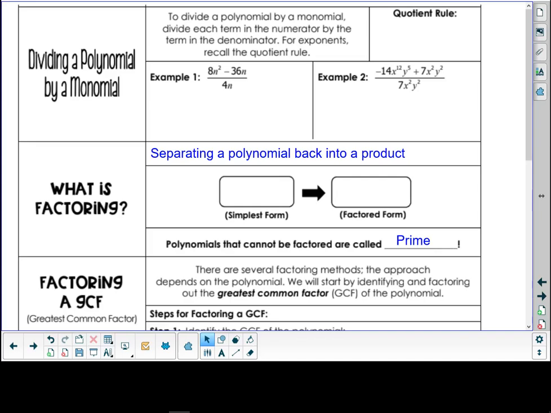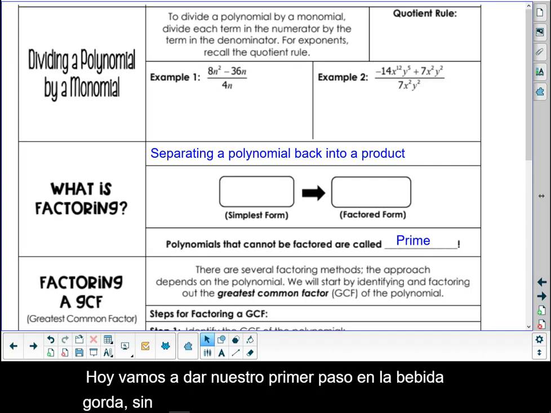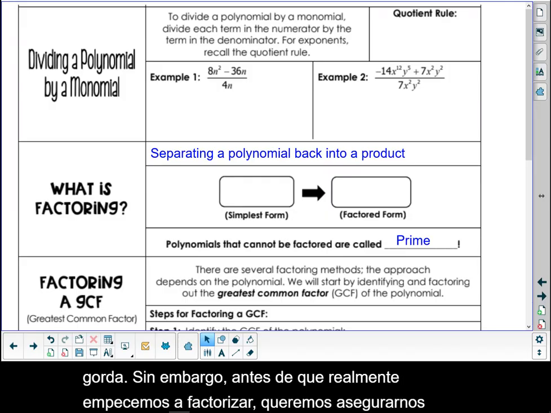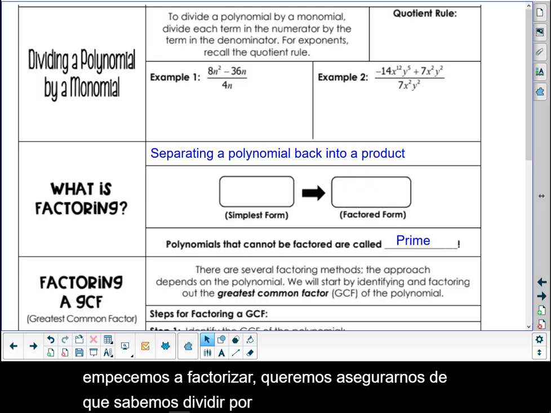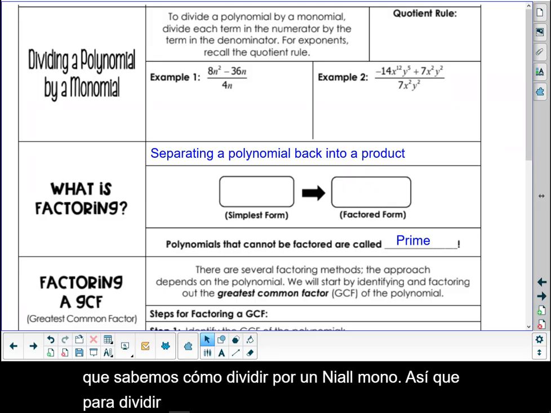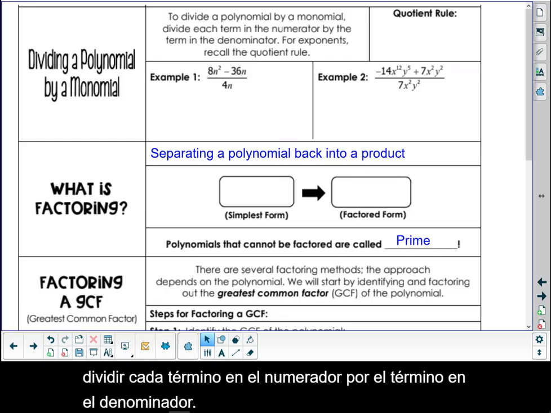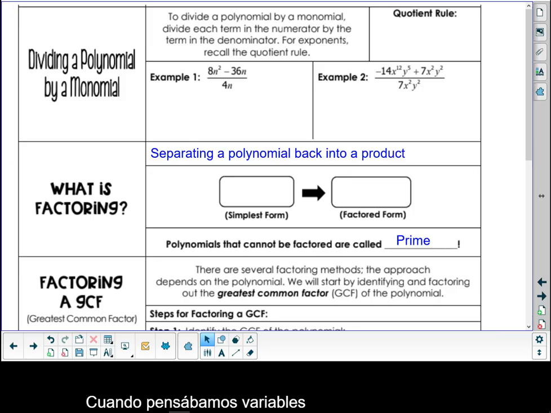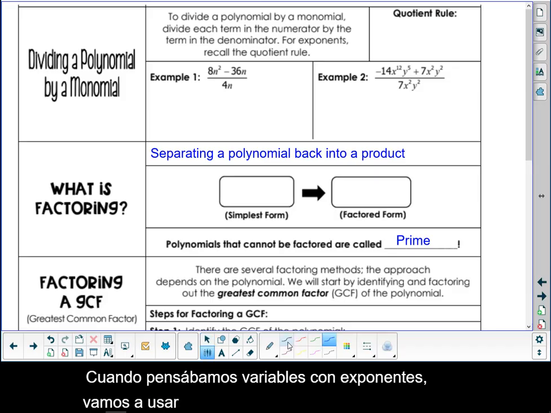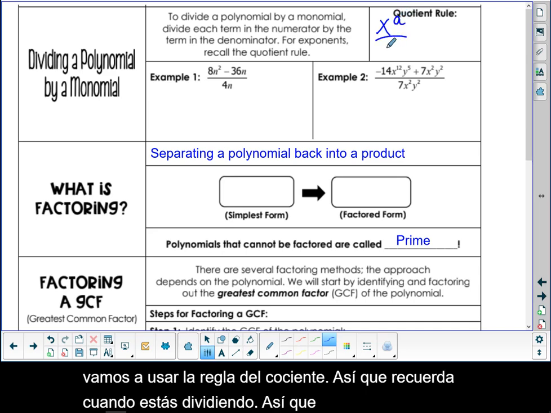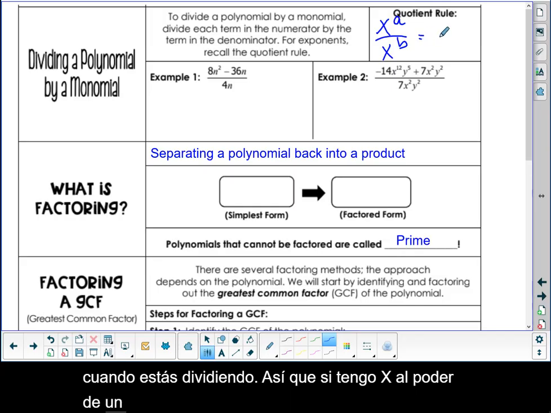Today we are going to take our first step into factoring. However, before we really start to factor, we want to make sure we know how to divide by a monomial. So in order to divide a polynomial by a monomial, we're going to divide each term in the numerator by the term in the denominator. When we've got variables with exponents, we are going to use the quotient rule. So remember, when you are dividing, if I've got x to the power of a divided by x to the power of b, I am going to subtract those exponents.